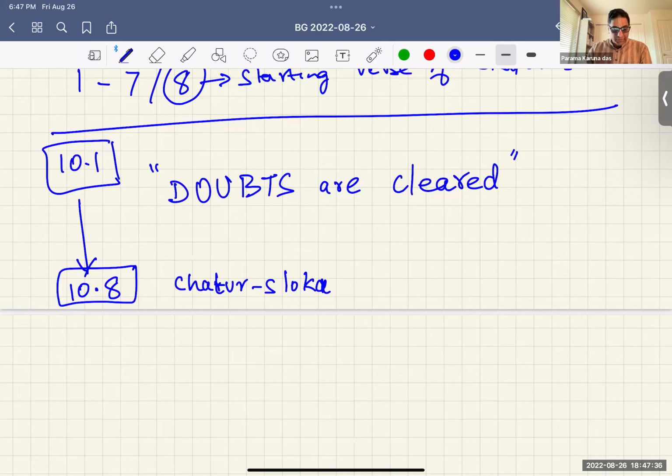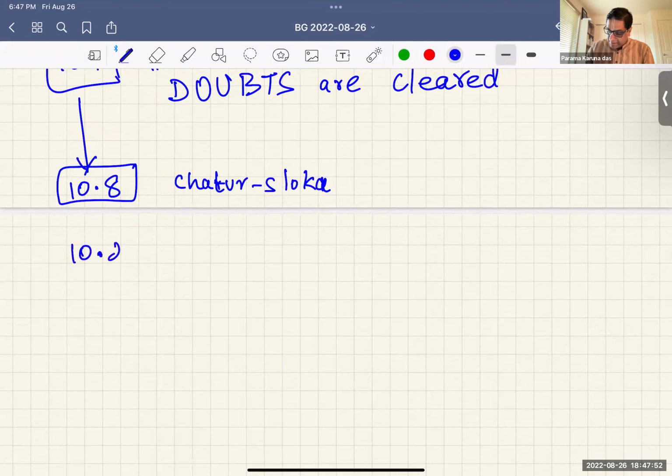So next verse. So what is the first doubt? So let's read this verse. Okay. So Lord Krishna, so let me explain the doubt that is going to get cleared in 10.2.